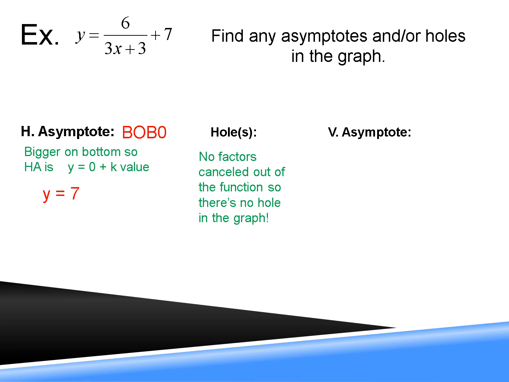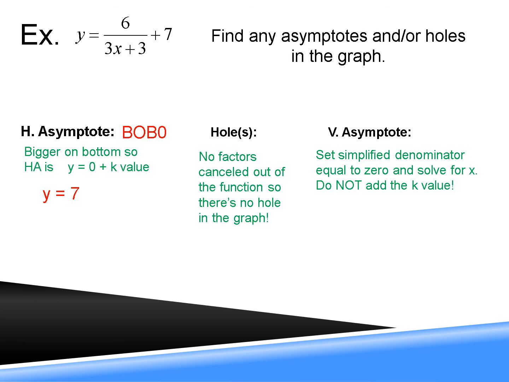Let's talk about the vertical asymptote. So all I have to do is take the denominator, set it equal to 0, solve for x. Okay, when you're doing the vertical asymptote, do not add k. Do not add that constant. You only add the constant to the horizontal asymptote, because adding 7 is shifting your graph up 7. So that's only going to affect the horizontal asymptote versus the vertical. So we're just going to do 3x plus 3 equals 0, and we come up with a vertical asymptote at x equals -1.